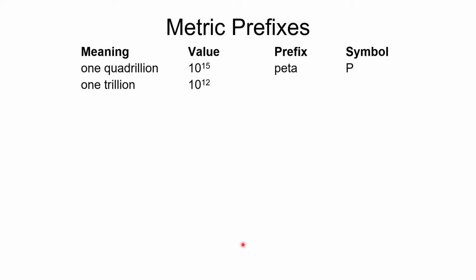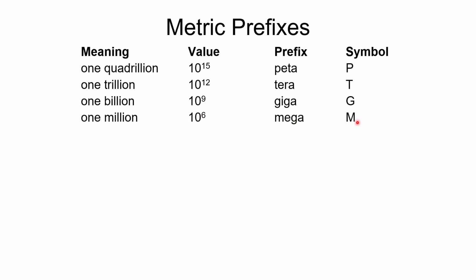For trillion, 10 to the 12, this is one that you see quite a bit in computer terminology, and that is the prefix tera, and we use the uppercase letter T to indicate tera. For billion, 10 to the 9, we use giga, and we use the uppercase letter G. For million, which is 10 to the 6th, we will use mega and the uppercase letter M. For thousand, of course, you know this one, 10 to the 3 is kilo, lowercase letter k.